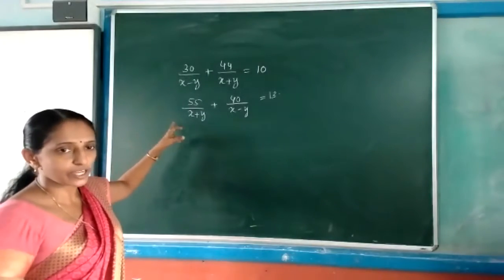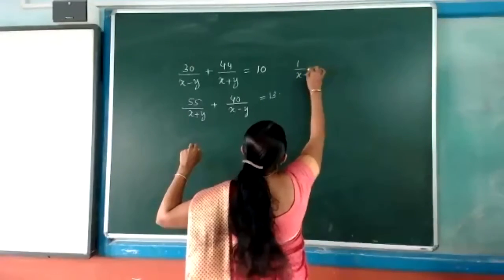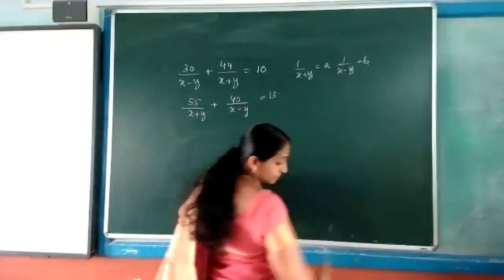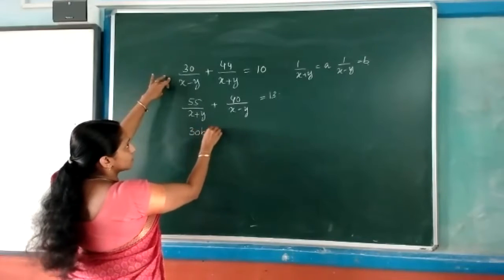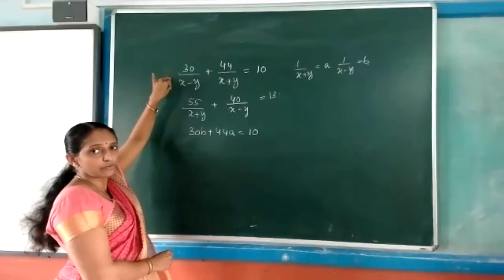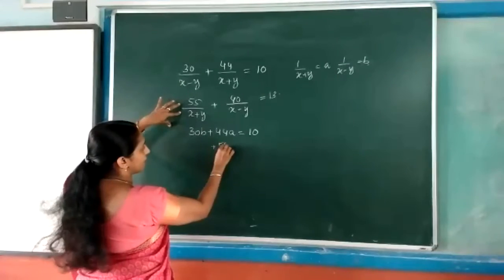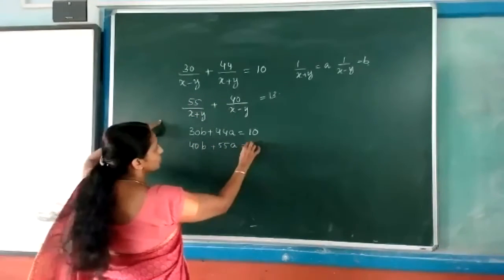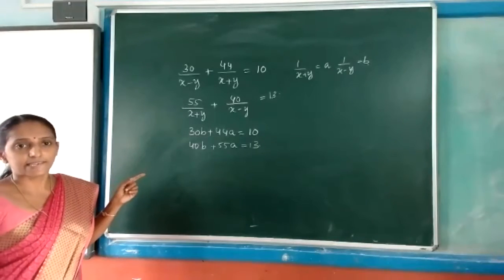How will you solve this question? First of all, you will assume 1 upon x plus y as a and 1 upon x minus y as b. Right? So this question will be 30b plus 44a equal to 10, and this is 55a plus 40b equal to 13. Now you have to solve it by the elimination method.